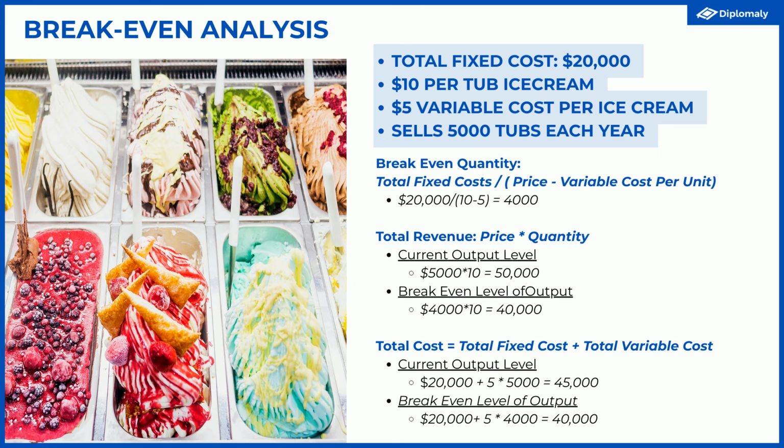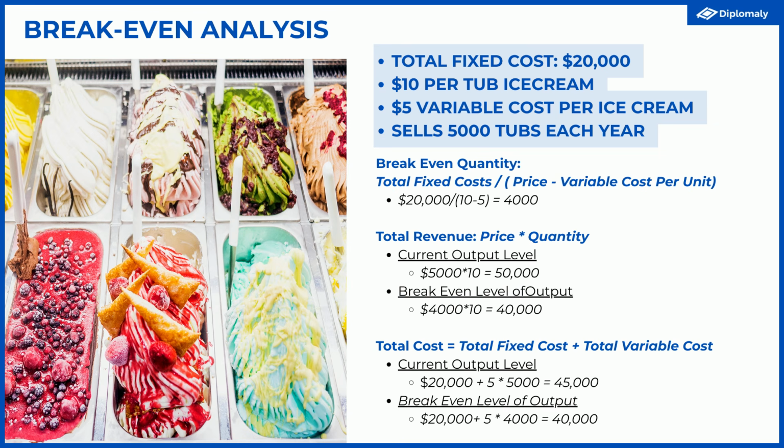Total cost is calculated as the total fixed cost plus the total variable cost. At the current output level, total cost is $20,000 plus $5 times 5,000 tubs, which gives you $45,000. At the break-even level of output, total cost is $20,000 plus $5 times 4,000 tubs, which gives you $40,000. We always do this first step so we can make sure we have done our calculations right. If the total revenue is not equal to the total cost at the break-even quantity, go back and check your answer because you have made a mistake somewhere.